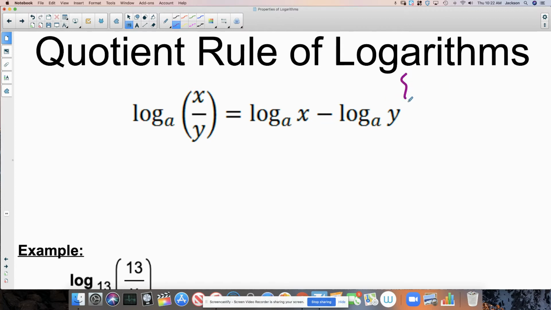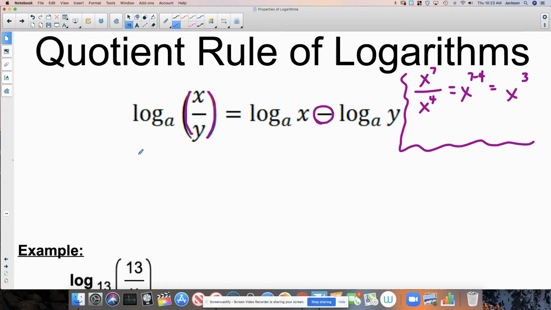Think about what we did with exponents. If we had x to the seventh over x to the fourth, a fraction involving exponential terms could be simplified by subtracting those exponents into one term. And this is a similar idea here. The one thing we have to be careful about is this is one logarithm with a fraction on the inside, being separated into a difference.